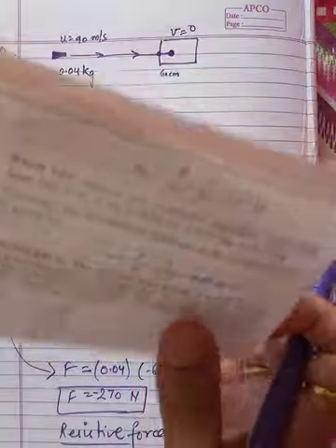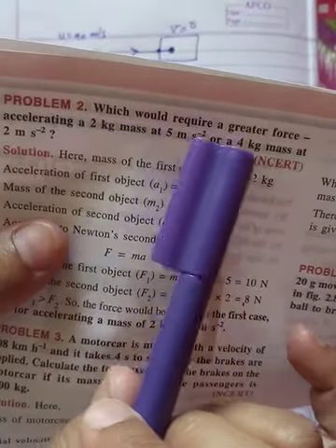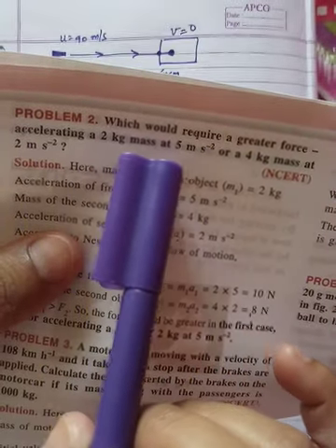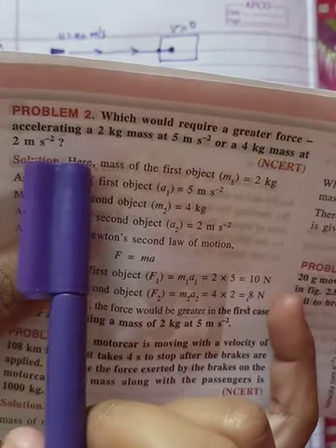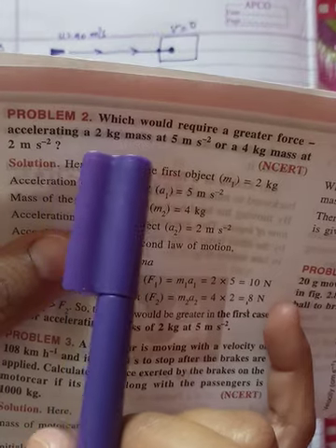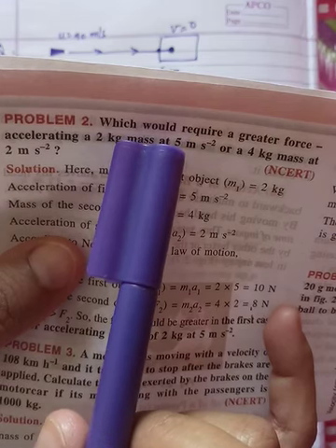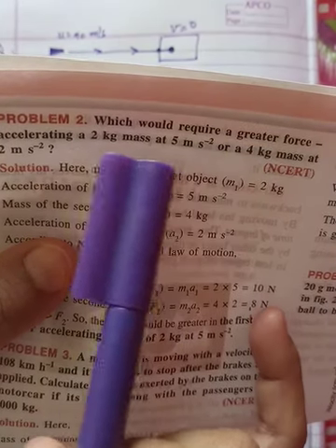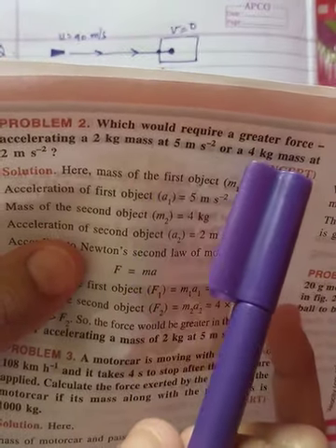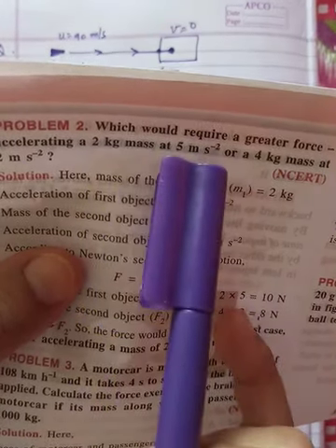So here's another question from your NCERT itself. It is a very important and different question that we should discuss. Very small question. Which would require a greater force, accelerating a 2 kg mass at 5 meter per second square or a 4 kg mass at 2 meter per second square? So it is asking in which case the force required is more. In both the cases we will find out the force and we can compare.